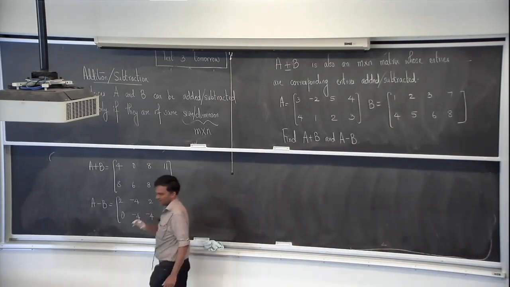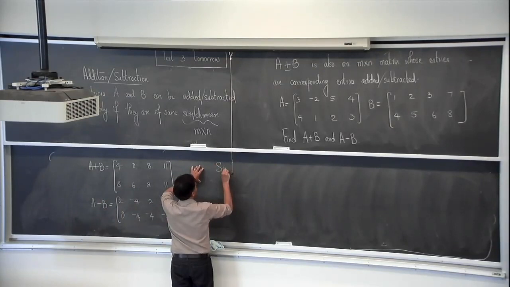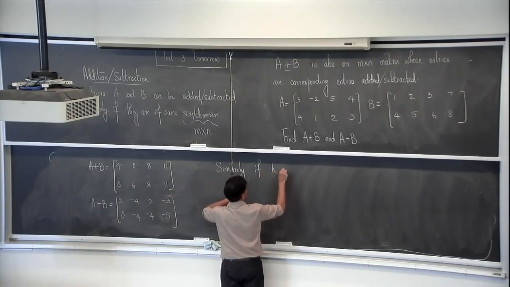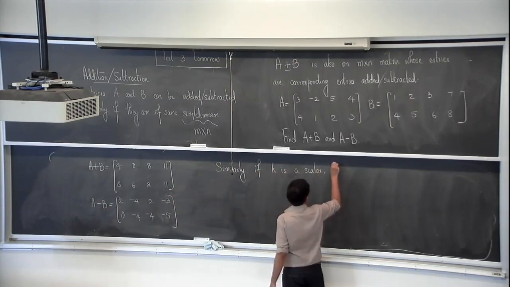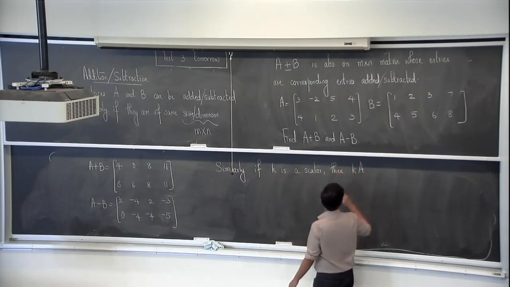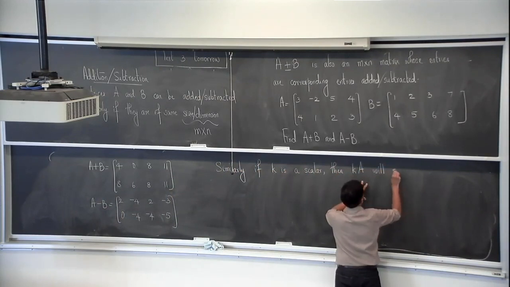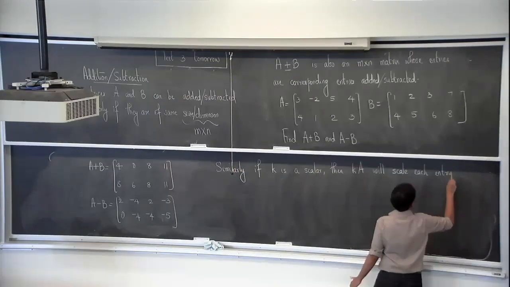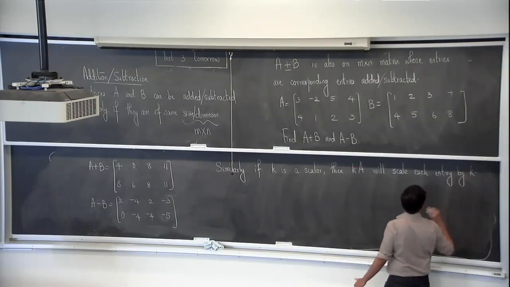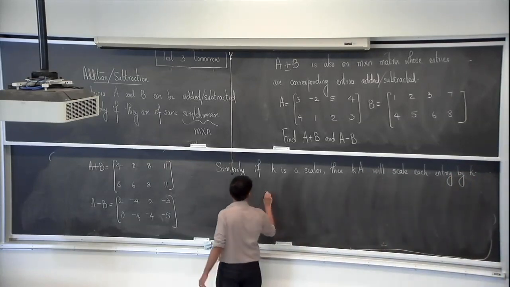So that's the story with adding and subtracting matrices. Similarly, you could multiply a matrix with a scalar. That is also a very short story. So if k is a scalar, preferably not equal to 0, the scalar means a constant, then k times the matrix A will scale each entry by k. That's why it's called a scalar. It scales things.